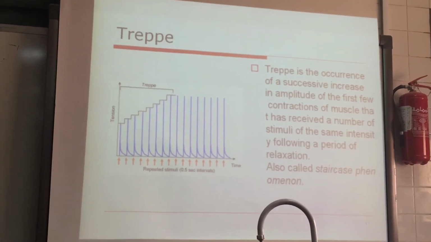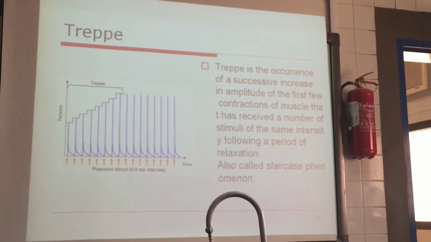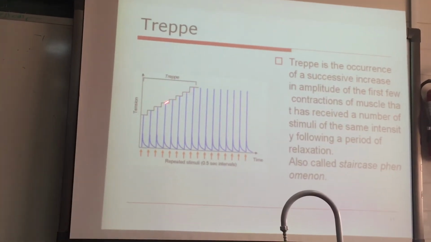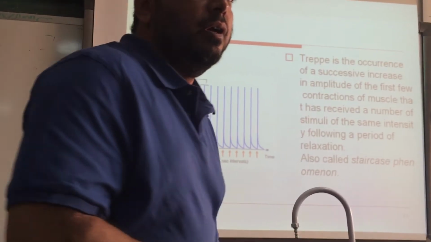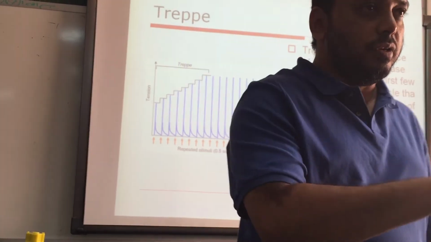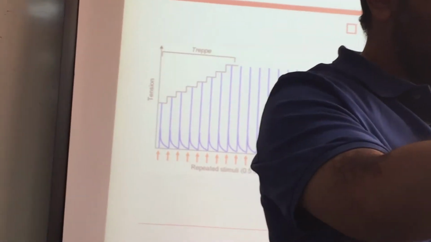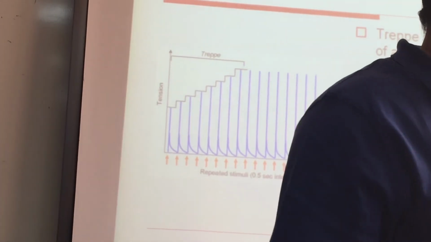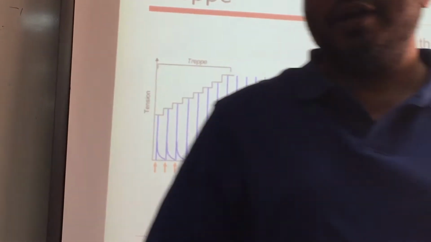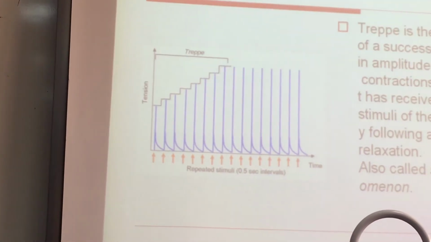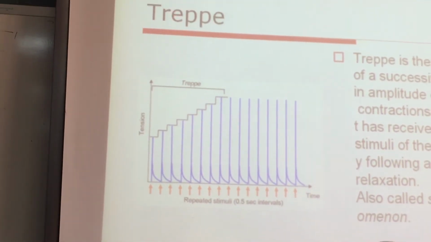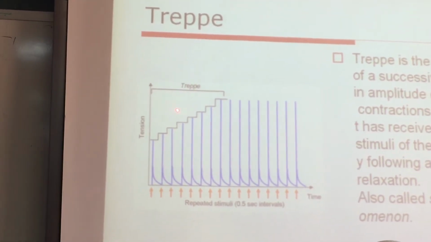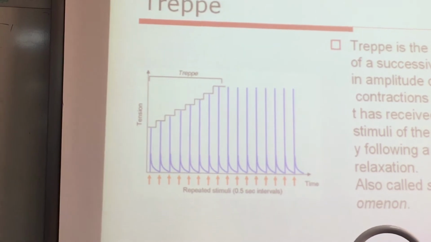What is Treppe phenomenon? What is Treppe? You see it written here. What does this remind you of? A staircase. Daraja, I think. For contraction. The way you go up in your house, isn't it? So staircase phenomenon, also called Treppe phenomenon. Treppe is a German word. And why is it so? You already know about this.